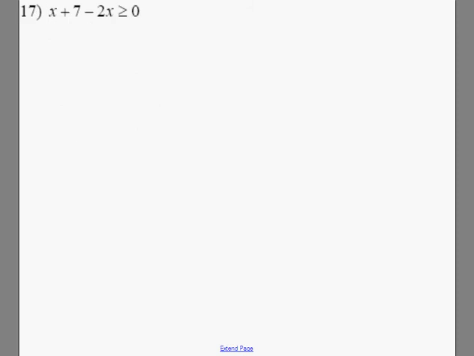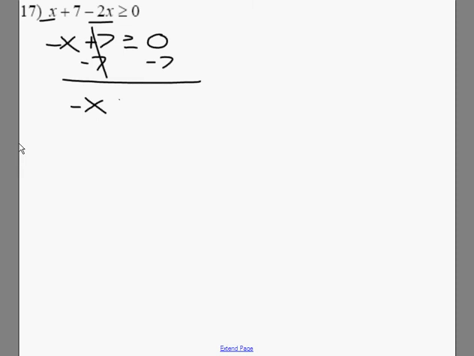We have 2 variables on the same side here. We have an x and we have a negative 2x. When we combine those, we get negative x plus the 7 greater than or equal to 0. Subtract 7 on both sides. Negative x is greater than or equal to negative 7. And again, we're going to divide both sides by negative 1. And we're going to get x is less than or equal to 7.